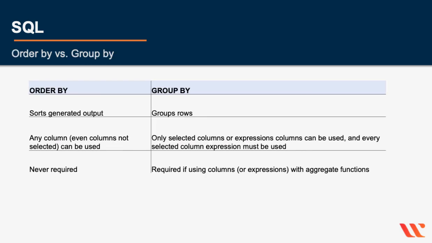So these are the differences between ORDER BY and GROUP BY. The ORDER BY sorts generated output, and the GROUP BY groups rows. Now ORDER BY and GROUP BY can be a little confusing, and a lot of people mistake one for the other. So this is a good way of seeing what the differences are. The ORDER BY sorts the generated output, while the GROUP BY groups rows. The ORDER BY can be used on any column. For GROUP BY, only selected columns or expression columns can be used. And ORDER BY is totally optional, but GROUP BY is required if you're using columns with aggregate functions.